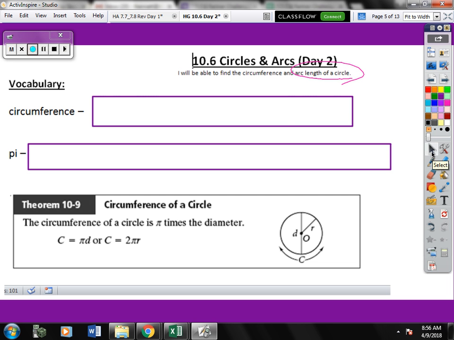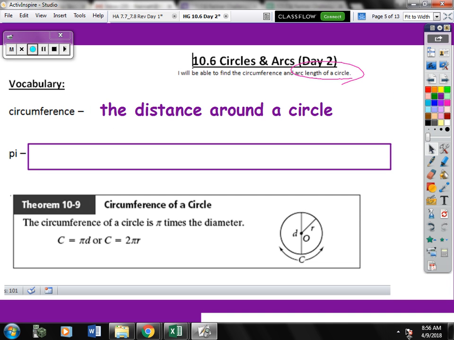So we'll review circumference first. The circumference, remember, is like the perimeter. It is the distance around a circle. It's not called perimeter because perimeter is all these lengths added together, and a circle is round, so you can't really add the lengths.